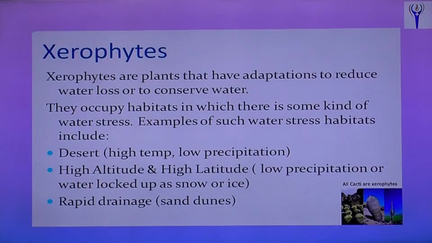In the desert, water is not easily available, so there is extreme water scarcity. And high altitude and high latitude, low precipitation or water locked up as snow or ice. And next, rapid drainage, that is sand dunes. Examples for xerophytes are all types of cactus.